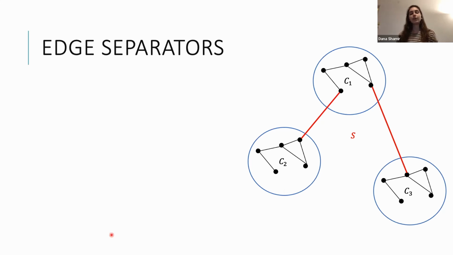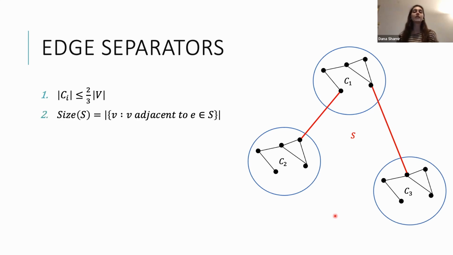An edge separator is a set of edges that once you remove them from the graph, you get different connected components, such that each component is not too big. And more precisely, the size of each component is no more than 2/3 of the entire graph. And we denote the size of this edge separator by the number of nodes that are adjacent to some edge in the separator.